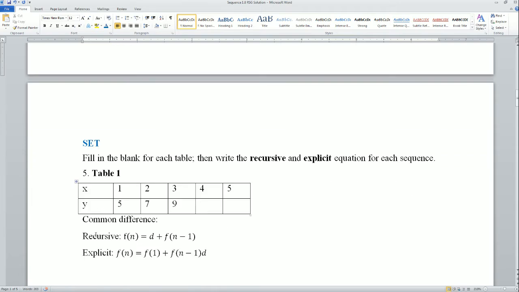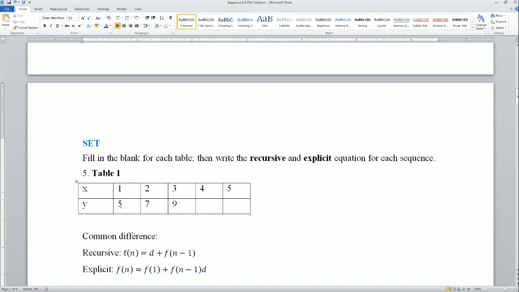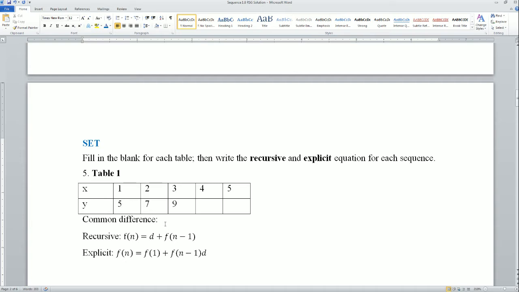Next, this is the set part. Fill in the blank for each table, then write the recursive and explicit equation for each sequence. I don't know if it's arithmetic or geometric. In this case, I'm going to see both, right? So from 5 to 7 to 9, it looks like it's going up by 2. So here I could say that the common difference is that it is adding 2. That is correct, right? I'm looking to add 2 to each term, right?